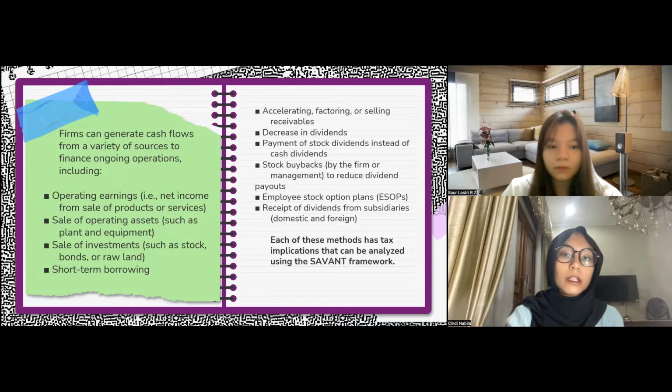Next is accelerating factoring or selling receivables, and then decrease in dividends. Next is payment of stock dividends instead of cash dividends. Next is stock buybacks by the firm or management to reduce dividend payouts. And next is employee stock option plans, or ESOPs. Next is receipts of dividends from subsidiaries, which is domestic and foreign. Each of these methods has tax implications that can be analyzed using the seven framework.